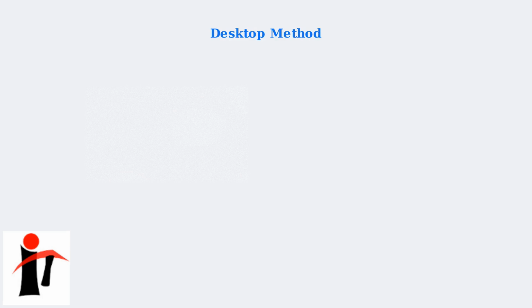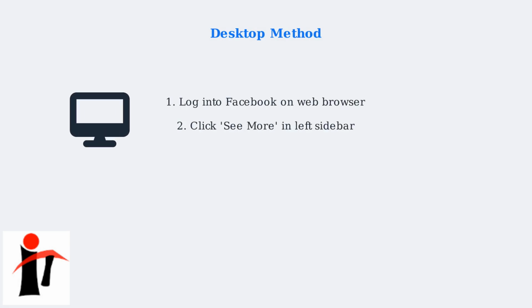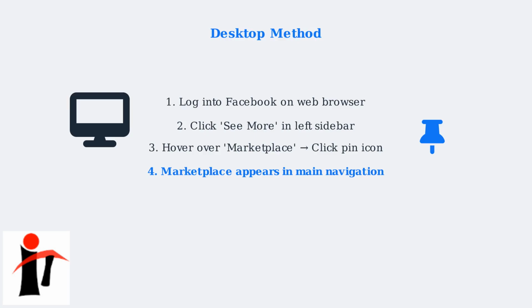On desktop, the process is straightforward. Log into Facebook on your web browser and look for the See More option in the left sidebar. Hover over Marketplace and you'll see a pin icon appear. Click it, and Marketplace will be added to your main left navigation panel where you can reorder it as needed.